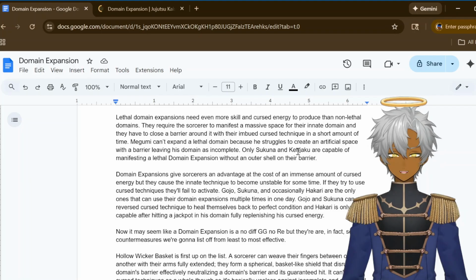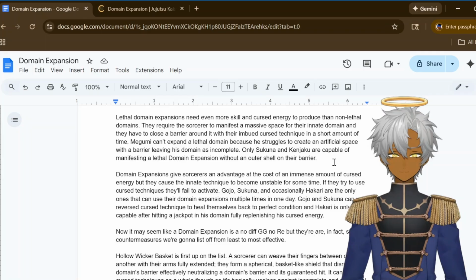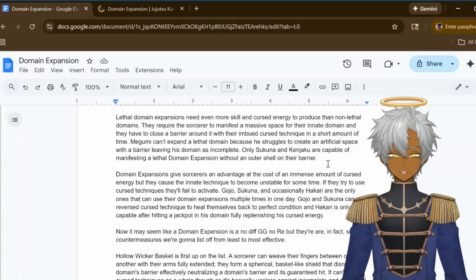So only Sukuna and Kinjaku are capable of manifesting a lethal domain expansion without an outer shell on their barrier. That's not properly explained, by the way. I don't necessarily know why that's the case. It's like there is a barrier, but not really, because they have a range on their technique, and their personal technique is applied to the range of their domain.